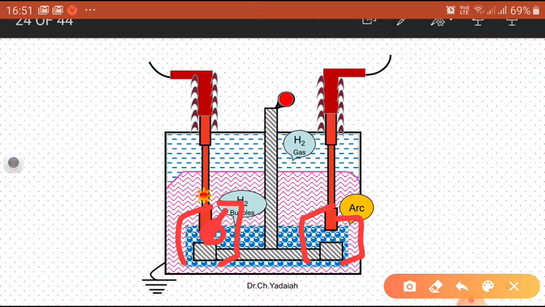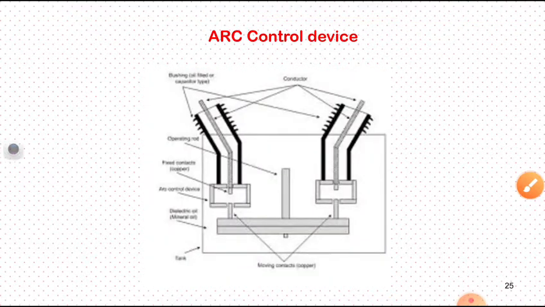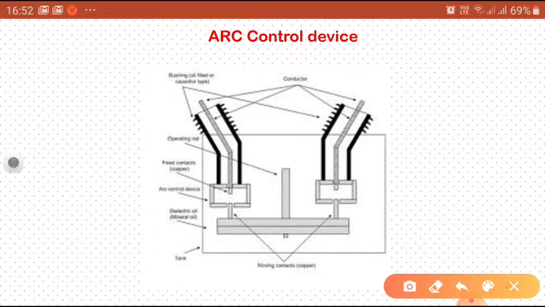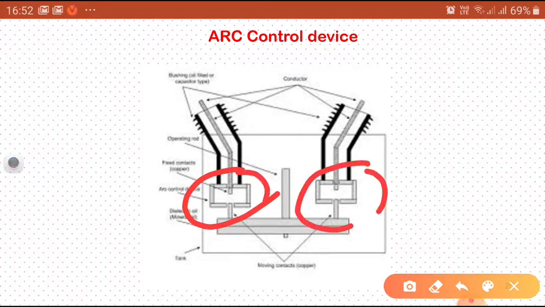By using arc control devices, we have advantages. What are the advantages generally? We can improve the operating capacity, the speed of extinction of the arc also increases, and the pressure on the tank decreases. These are some advantages we get by using arc control devices. You can see the simple arc control device here. I used this arc control device at both terminals. Inside, the pressure developed increases, speed of operation increases and capacity also increases.